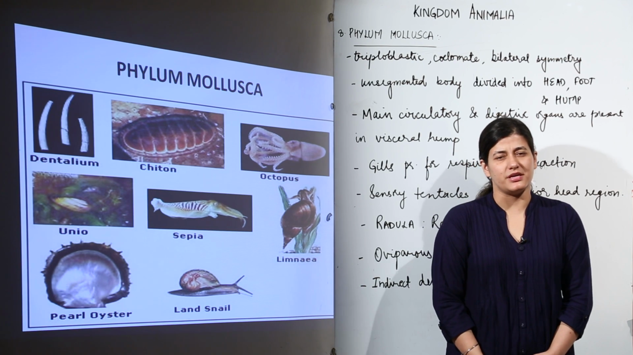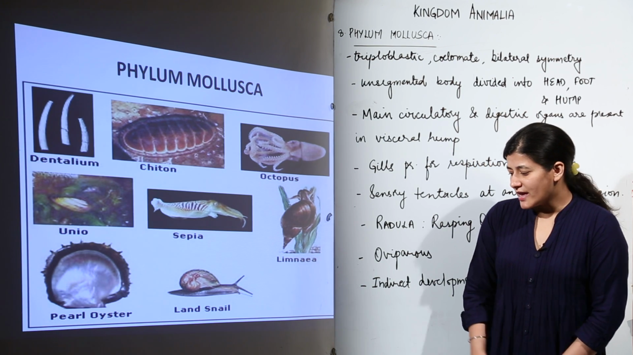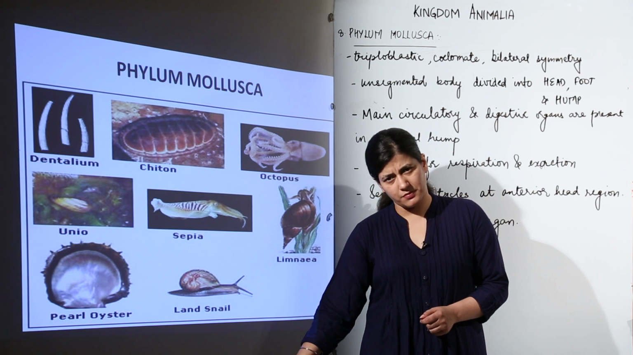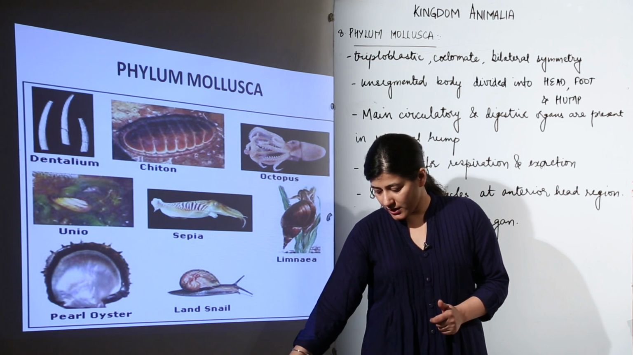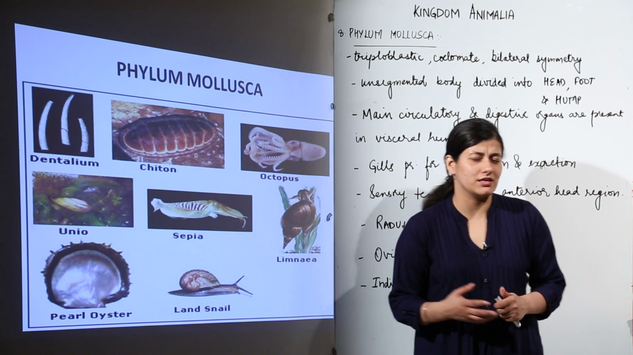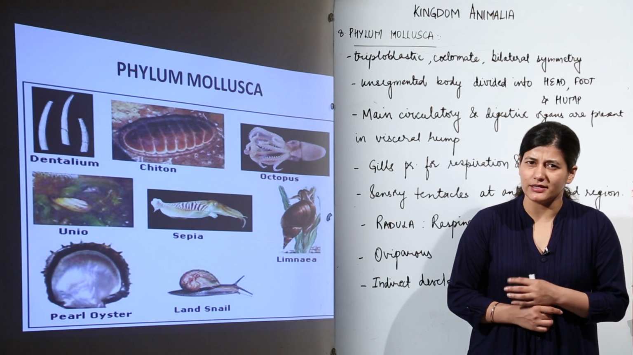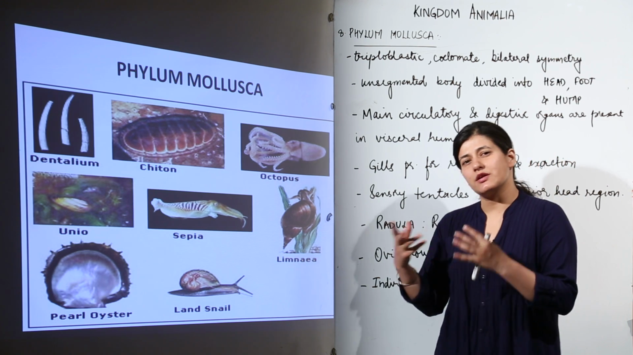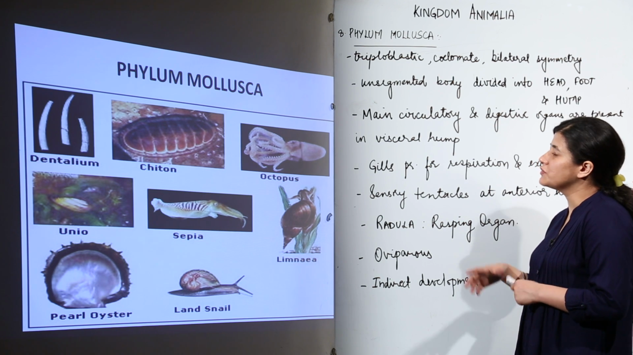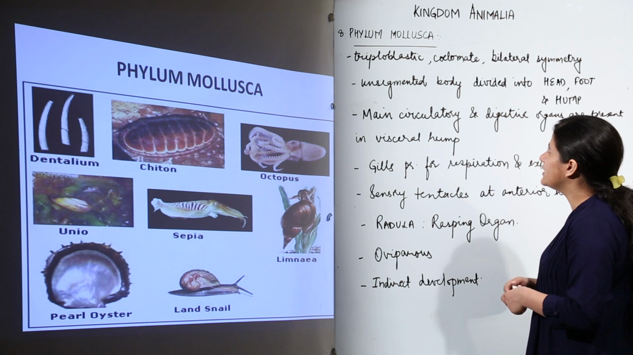The next phylum is phylum Mollusca. That is the second largest phylum. As many as 60,000 species are there in this phylum. Now, what we have to study in this phylum is that, first, they are found in terrestrial habitat, they are found in aquatic habitat, they are marine also. Because this is the second largest phylum, we are going to see many species inside it.